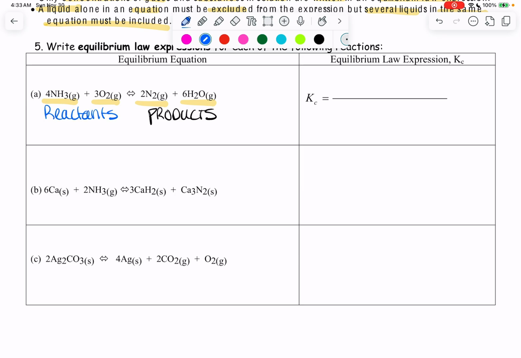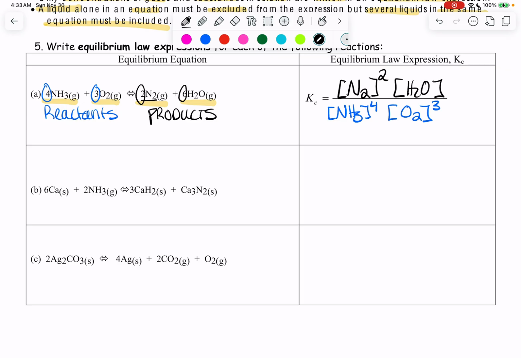So here I would write NH3 on the bottom to the power of 4, its coefficient, and oxygen gas to the power of its coefficient, which is 3. Then on the top, I would write nitrogen gas to the power of its coefficient, and water to the power of its coefficient. And that would be the equilibrium law expression for this equation.